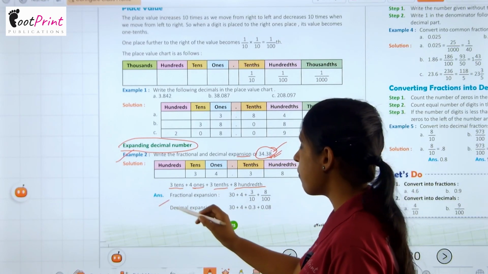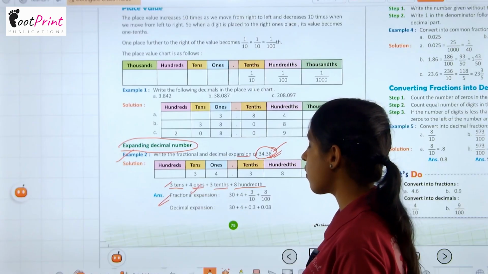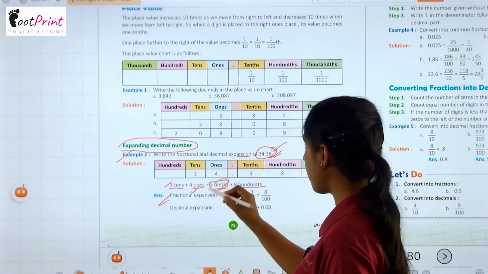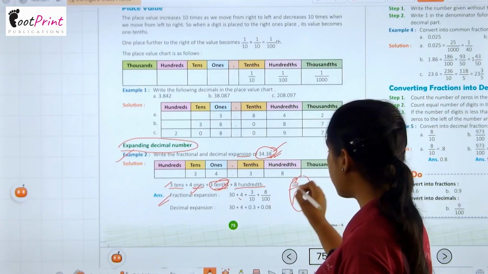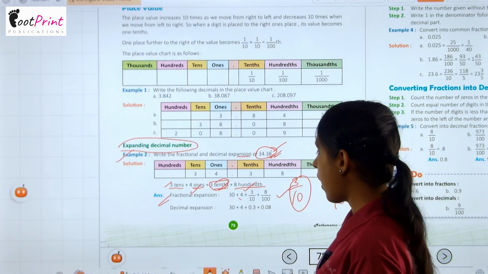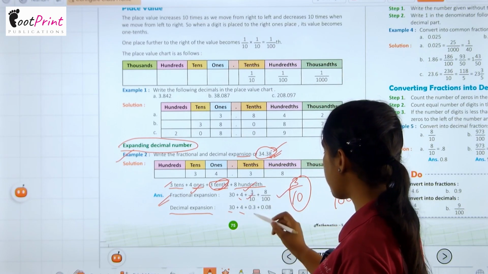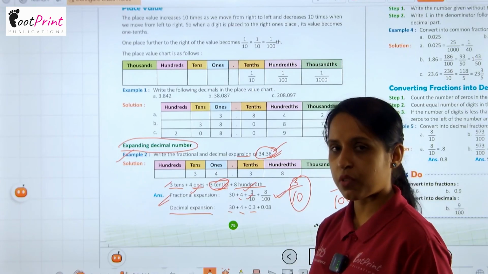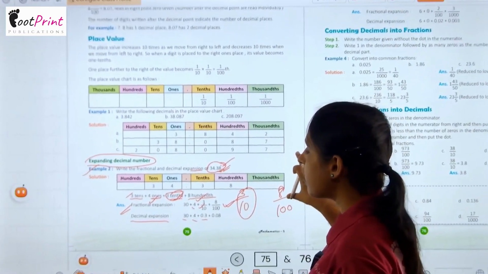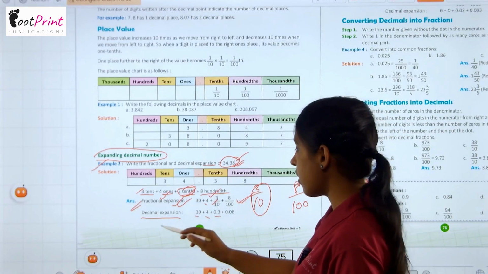और अगर हम फ्रैक्शनल एक्सपेंशन करते हैं तो वो कैसे होगा? ये हमें पता है 3 टेंस मतलब 30 हो जाएगा. 4 ones, 4 आएगा. 3 tenths, we learn that tenth. Here we can find out the part of that, so it will become 3 upon 10, and here 8 hundredths means 8 upon 100. Okay, so just like that we can write, and if we are making decimal expansion, we can write 30 plus 4. Here 3 by 10 will become 0.3 and 8 by 100 will become 0.08. Okay, so just like that we can expand the given decimal number in fractional expansion as well as in decimal expansion.